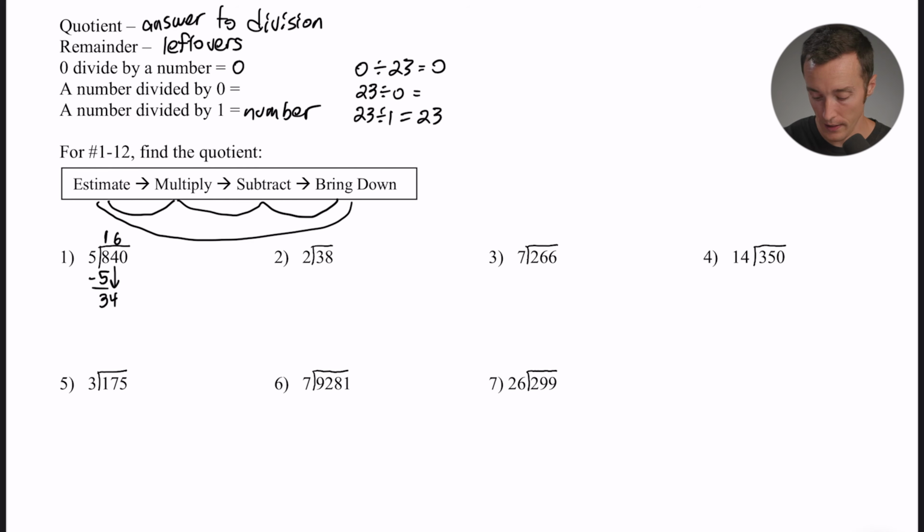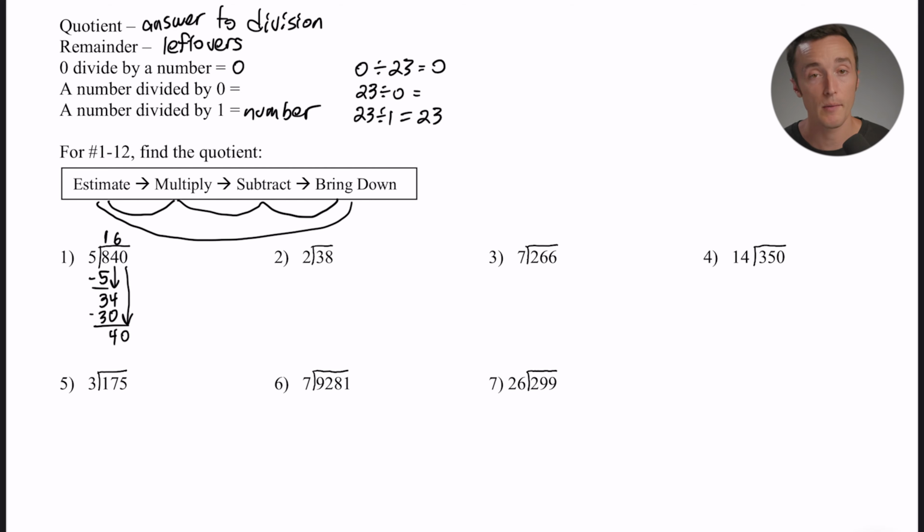Now we multiply. 6 times 5 is 30. And then the next step is to subtract. 34 subtract 30 is a 4. And then I'll bring down the 0 and turn that into a 40. Okay, one more cycle of that: estimate, multiply, subtract, bring down.